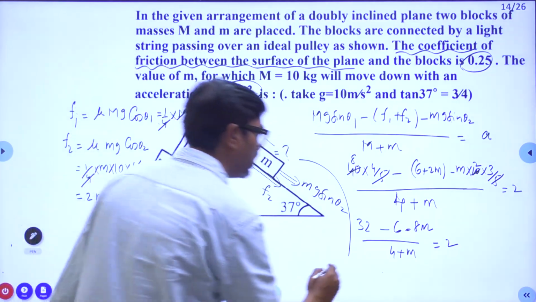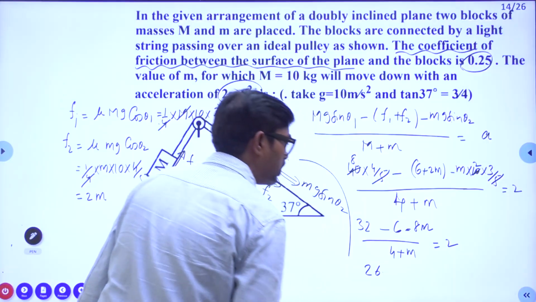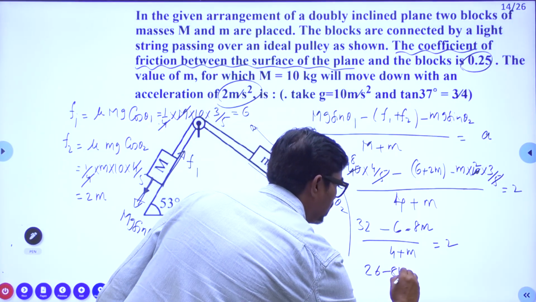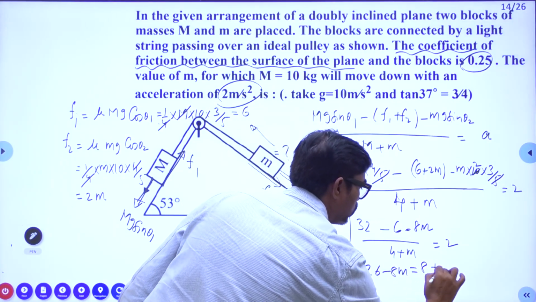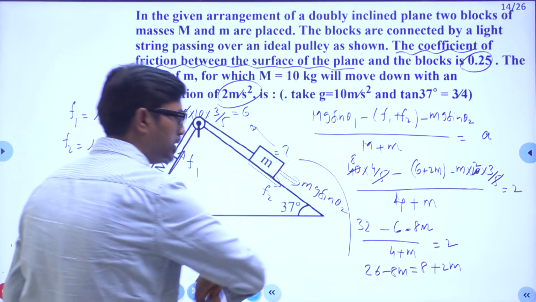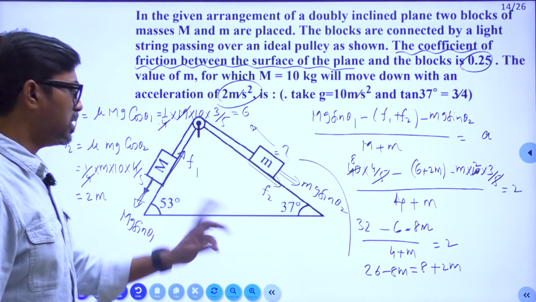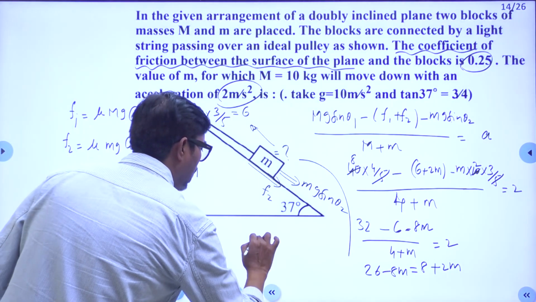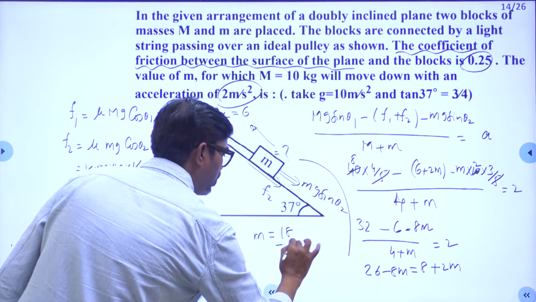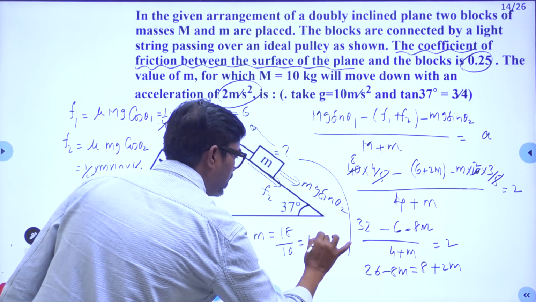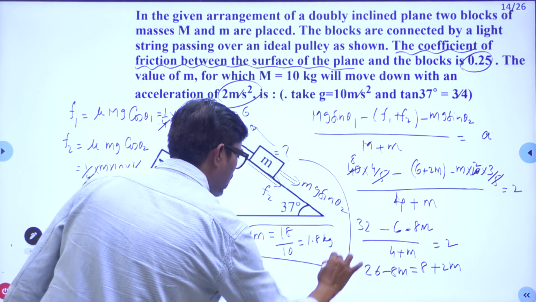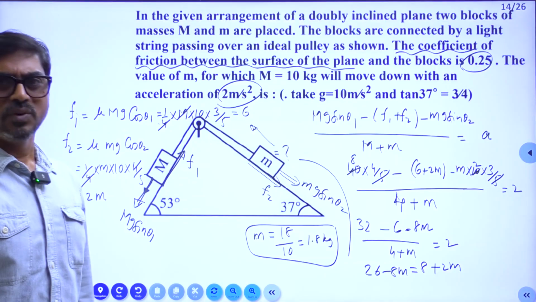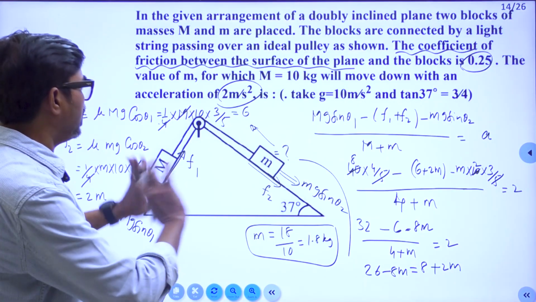32 minus 6 is 26. 26 minus 8m is going to be 8 plus 2m. So 26 minus 8 will be 18 and that is 10. So I am getting m equal to 18 by 10, which is 1.8 kg is what I am getting. You can verify my calculations, see whether they are correct or not, but I have done the method.